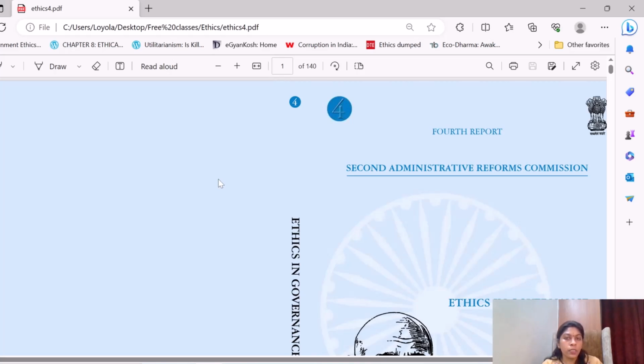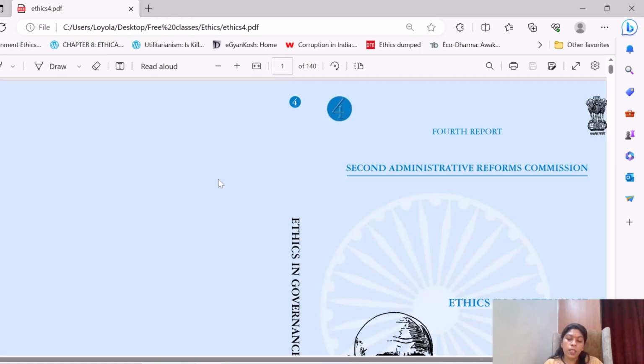So here I'm going to teach you how we have to read the second ARC report, because whenever you are attending a session related to ethics, everywhere they used to say that the second ARC's report is very important, especially the fourth report, which is talking about ethics in governance. So how you have to read, the points which you have to take care of, how you have to make your own notes. That's how we are going to see the session. And important points I'll be highlighting and discussing here so that you can make notes with the help of this.